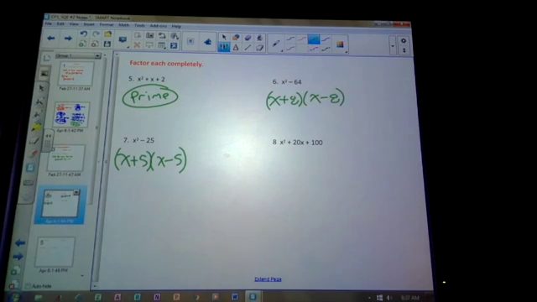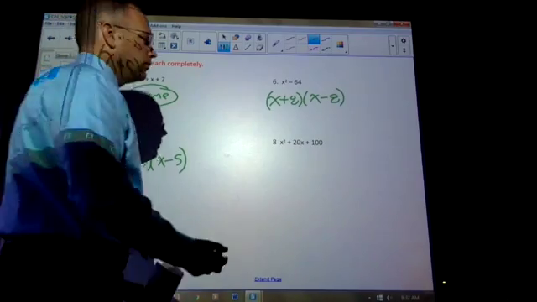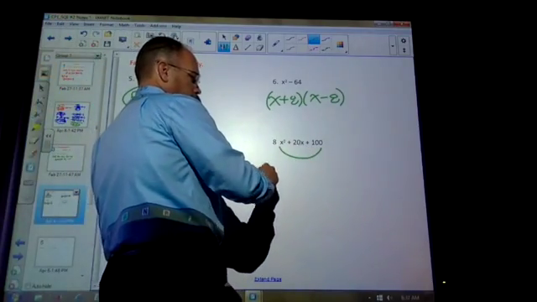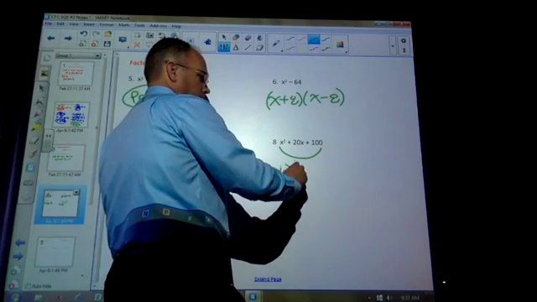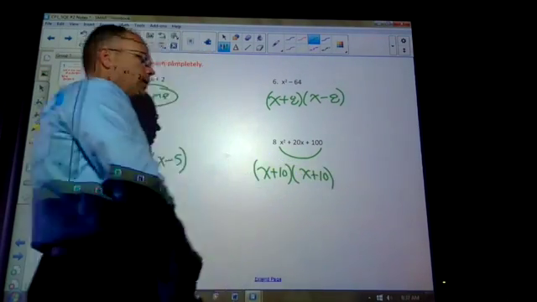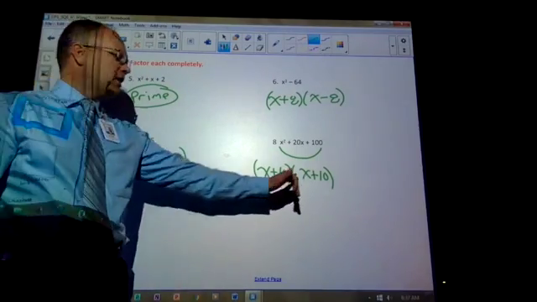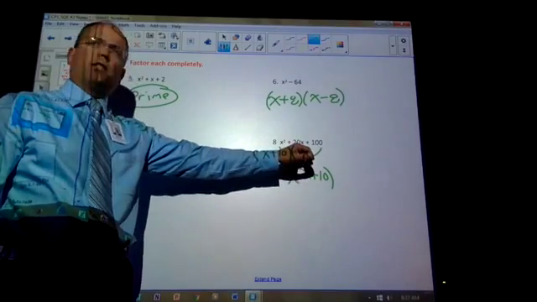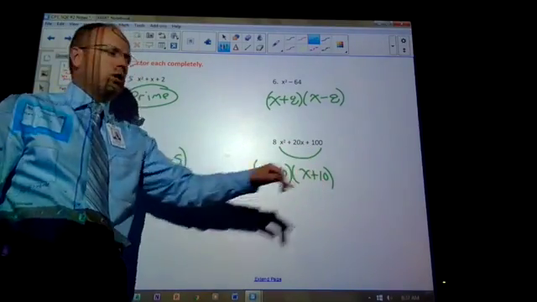Number 8, x squared plus 20x plus 100. Does it factor? The factors of 100 are 1 and 100, 2 and 50, 4 and 25, 5 and 20, 10 and 10. Any of those factors add up to be 20? 10 and 10. What does this factor to? X plus 10, x plus 10. What do you think? Does that work? X times x, x squared, plus 10x plus 10x. That's 20x. Plus 10 times 10, which is 100.